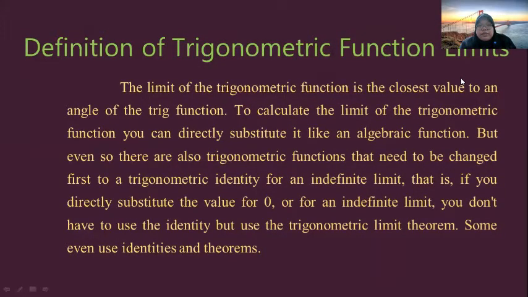Definition of trigonometric function limit. The limit of the trigonometric function is the closest value to an angle of the trigonometric function. To calculate the limit of the trigonometric function, you can directly substitute it like an algebraic function. But even so, there are also trigonometric functions that need to be changed first to a trigonometric identity for an indeterminate limit. That is, if you directly substitute the value and get 0 over 0, an indeterminate limit, you have to use the identity, or use the trigonometric limit theorem. Sometimes both the identity and the theorem.